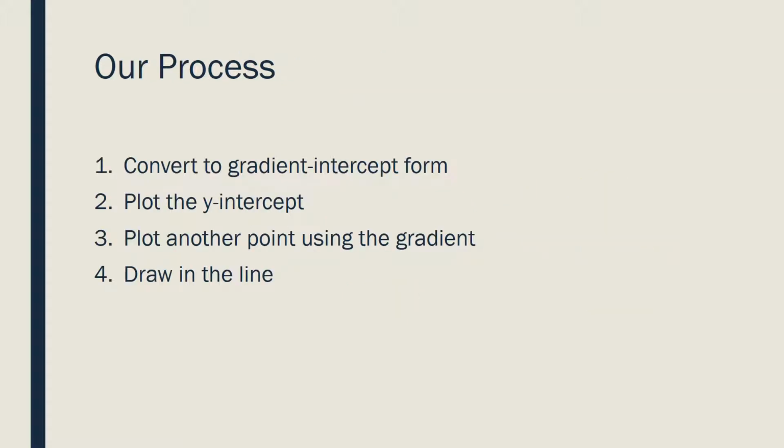Now this is a summary of what we need to do. First, we need to put our equation into gradient intercept form. Once we have it in that form, we can easily find the y-intercept and the gradient. So first we plot the y-intercept, then we use the gradient to plot another point, and then we join the 2 points. I'm going to go through more detail now.